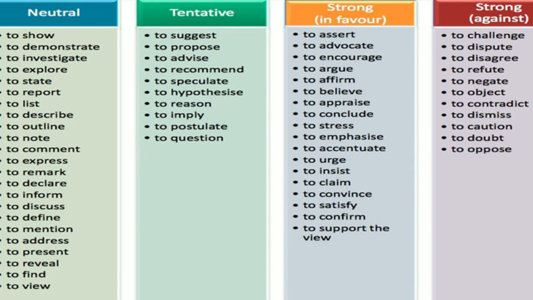This reporting verbs chart provides you with a number of scenarios to use reporting verbs. If you want to sound neutral in your assignment, you can use the reporting verbs listed under neutral. For example, to show, to demonstrate, to investigate. These are neutral reporting verbs. Or if you want to show caution, use the reporting verbs listed in the tentative section. Or perhaps you want to step it up and show an argument in favor of something. Then use one of the reporting verbs in the orange section. Or if you want to counter these arguments, use the reporting verbs in the strong against section.